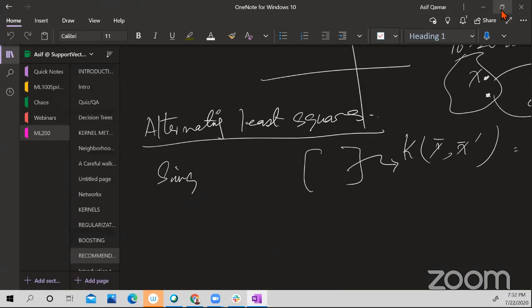So Asif, for the loss function for the boosting, is there a function called like the boosting loss function? Is the loss function not usually specific to the method?